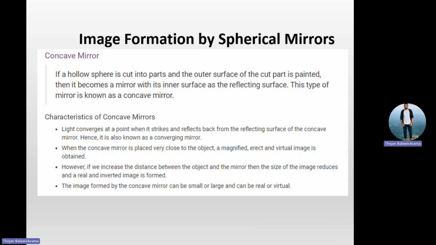What happens? Light converges to a point when it strikes and reflects. When the object is placed very close to the concave mirror, you get a virtual image. However, if we increase the distance, then the image changes to a real and inverted image. The image formed by a concave mirror can be small or large, real or virtual, depending on the place you keep the object. Is it clear? Right.